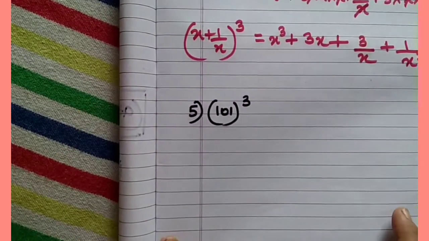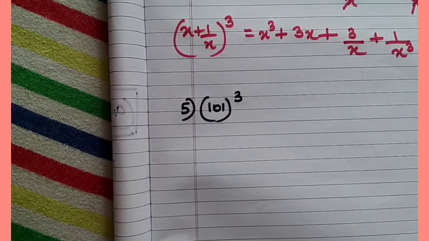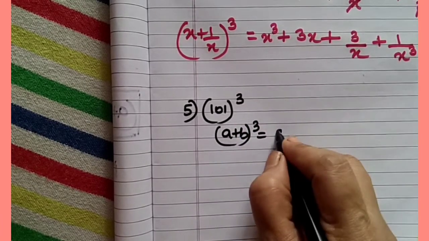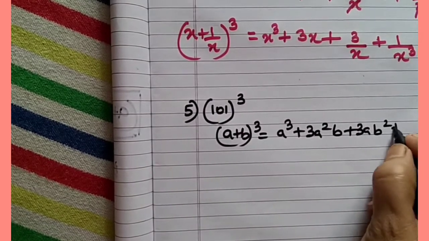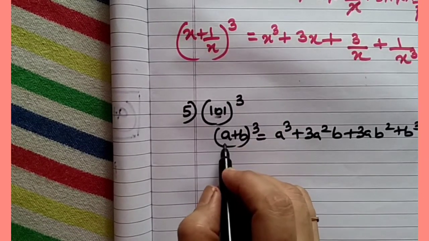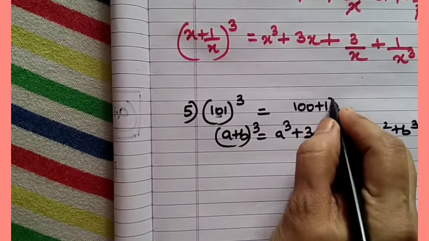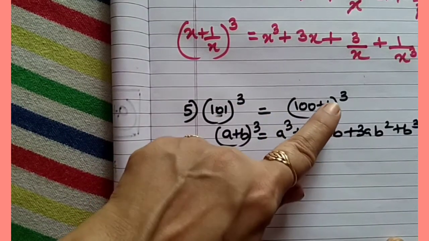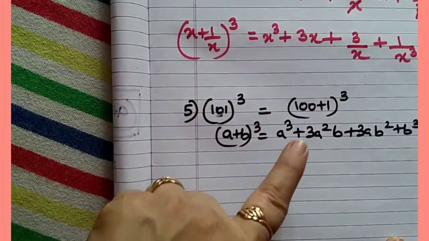So for using the formula, what is the formula now? When it is cube, it will be a plus b. Now what will be a and what will be b over here? I have to use this formula, a plus b whole cube. Correct? That is a cube plus 3a square b plus 3ab square plus b cube. But what should be the a and b over here? Now how can I write this 101 in this a plus b form? So that will be 100 plus 1 whole cube. 101 is 100 plus 1. So 101 whole cube is 100 plus 1 whole cube.